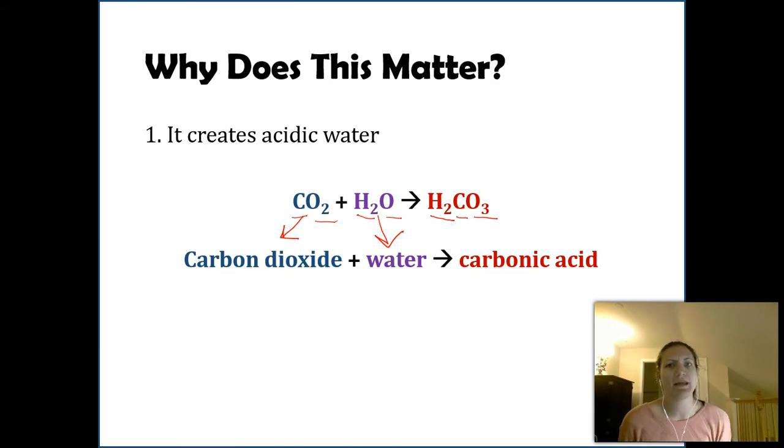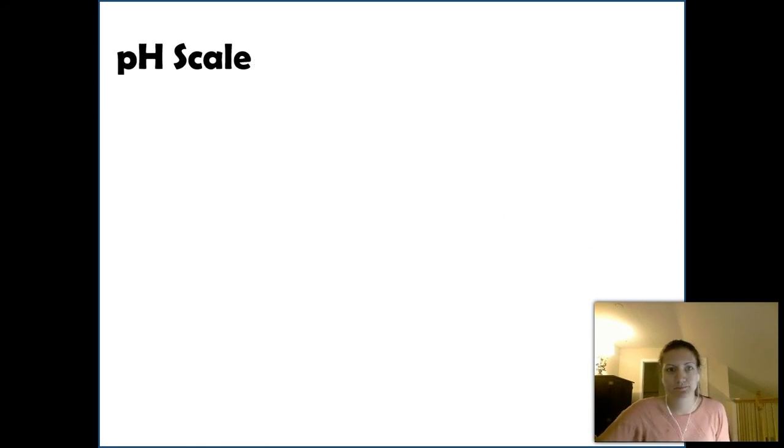Now this is a pretty weak acid. It's not like battery acid or something. But this is where the problem is. There is carbonic acid in our atmosphere. Think about clouds, things where water is, but the ocean is all water. So lots of carbonic acid being made.